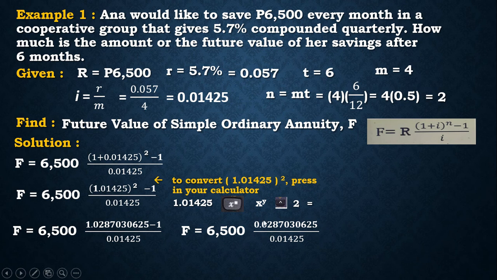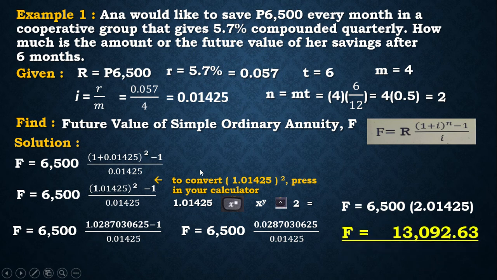Ang susunod po natin gagawin, hindi po muna uli natin gagalawin, as is lang po ang 6,500. I-divide naman po natin ito. Pag dinivide po natin yan, ito po ang lumabas, 2.01425. So, ang susunod na step, we have to multiply 6,500 sa 2.01425. Pag minultiply po yan, ito po ang magiging answer natin for the future value of simple ordinary annuity. We have F is equal to 13,092.63 pesos. Those are the step-by-step procedures on how we could get the future value of simple ordinary annuity.